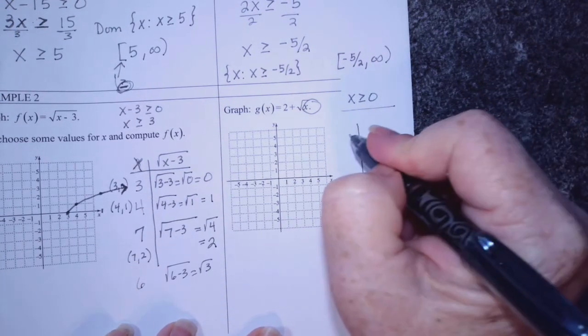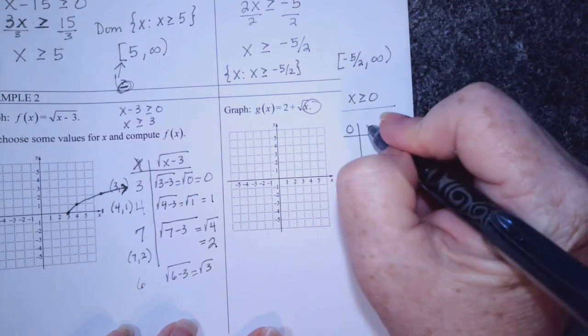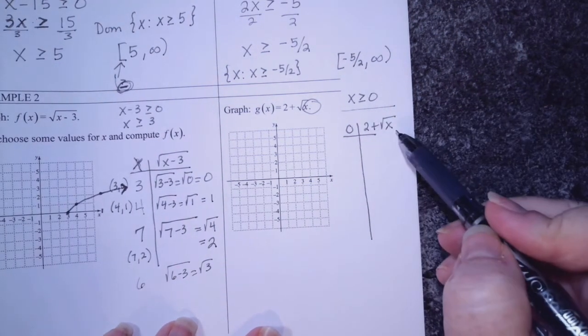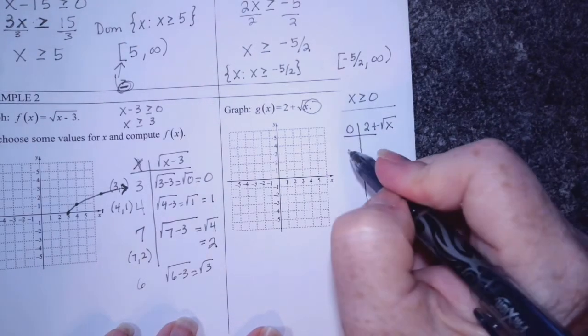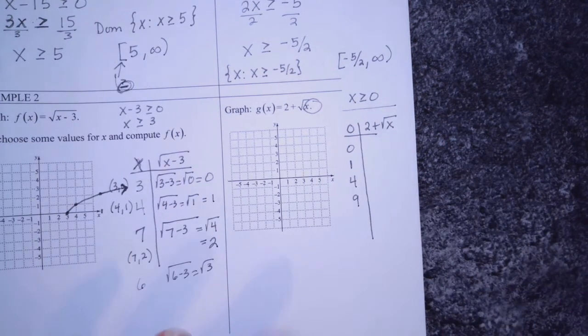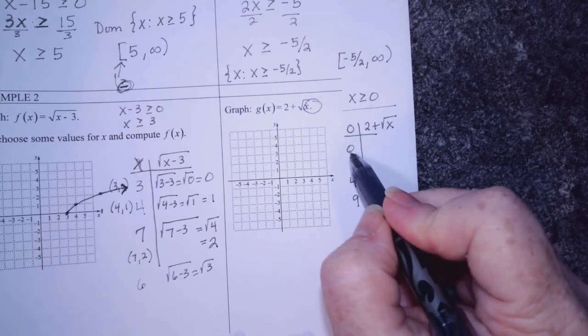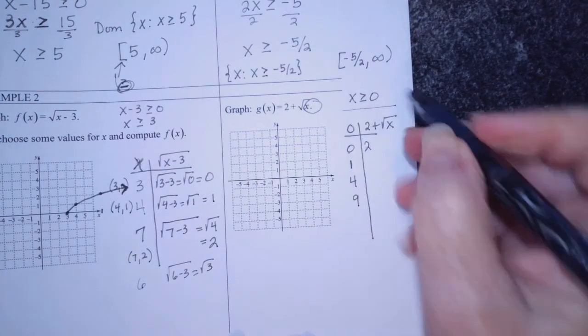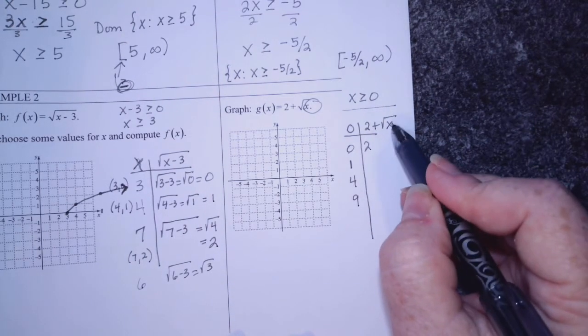So if I was going to plot some points, I would start with 0, and my y values would be 2 plus the square root of x. Now, since x is exactly what's underneath the radical, I would probably just pick x values that are perfect squares. Remember, your perfect squares are things like 1, 4, 9, 16, 25, that kind of stuff. All right, so if I plug in 0, what would I get for the y value over here? 2, exactly, because it would be 2 plus the square root of 0, which is 0, or 2.